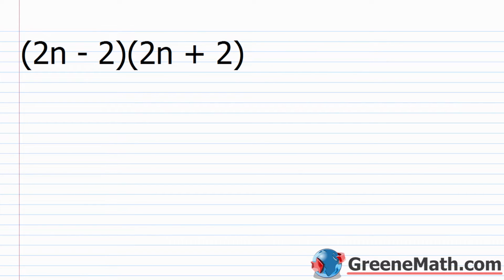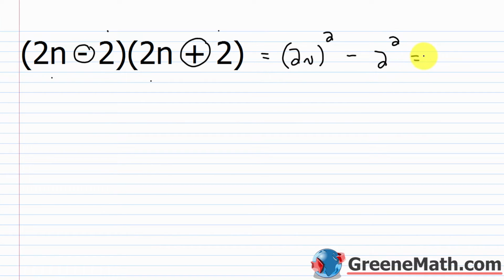So for this next problem, it's very similar. We have the quantity 2n minus 2 times the quantity 2n plus 2. Same thing here and here. Same thing here and here. Different signs. So what I want to do is take the first guy, which is 2n, and square it. Now I need to square the 2 and the n. So you might want to take an extra step and say it's 2n squared, then minus whatever's in the second position, which is 2, and we're going to square that. So if I square 2, I get 4. If I square n, I get n squared. So 4n squared minus 2 squared is 4. So we end up with 4n squared minus 4.